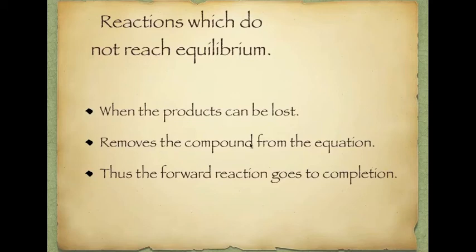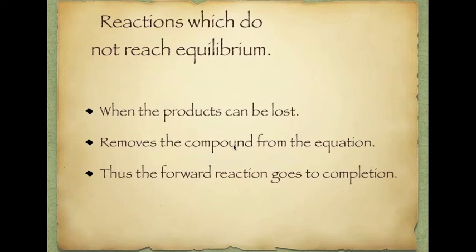Removal of one compound from the equation, obviously, that's another thing where products might be lost, so therefore you're going to be constantly moving forward with that reaction. So the forward reaction goes to completion when the products are lost or you remove a compound from the equation. That's where you don't get an equilibrium. You get a complete reaction happening.